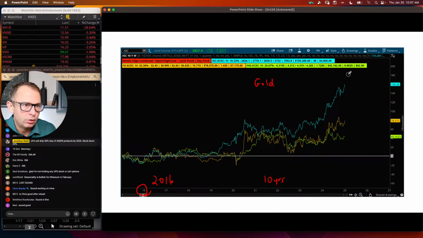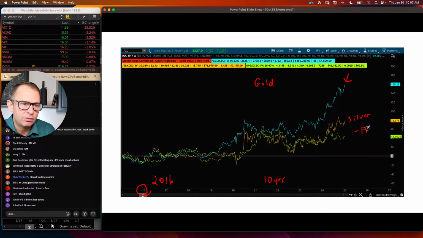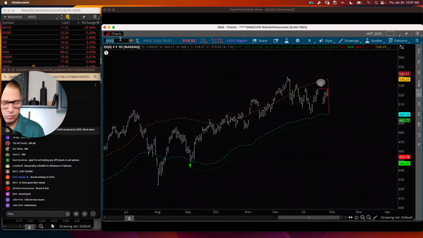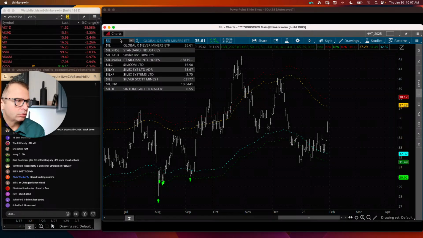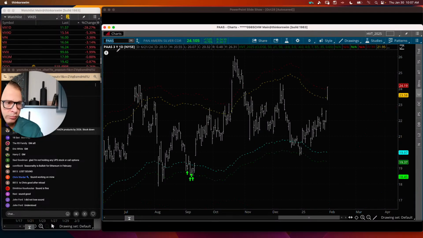Gold. Gold is so unbelievably strong. Silver's having a great day. How do we express our opinion in silver? We often talk about PSLV. We talk about AG. I think SIL is the silver miner. Global Silver Miner, SIL. So lots of ways to express your opinion. Here's PSLV.